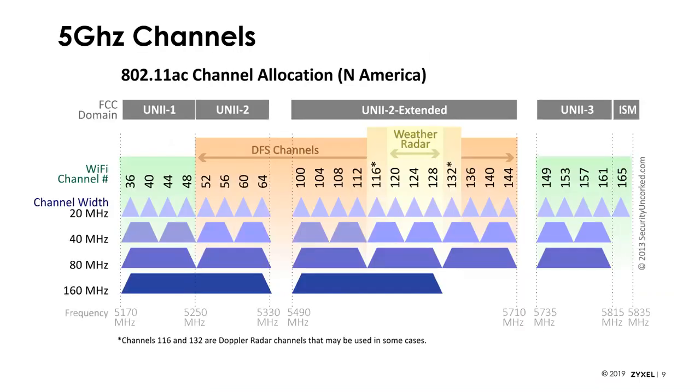There was a big push to 5 gigahertz because 5 gigahertz opens up a lot more spectrum for us. So instead of having 3 non-overlapping 20 megahertz channels, you've got over 20 non-overlapping 20 megahertz channels. But you'll notice here in the middle, there's a big chunk of these channels that we've got highlighted in orange here called DFS channels.